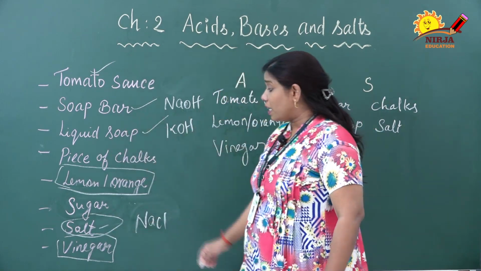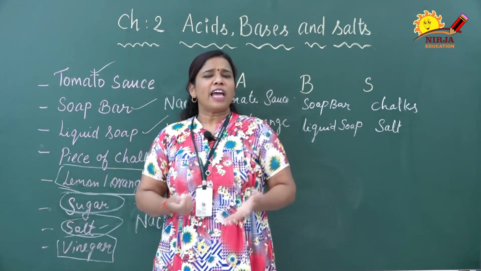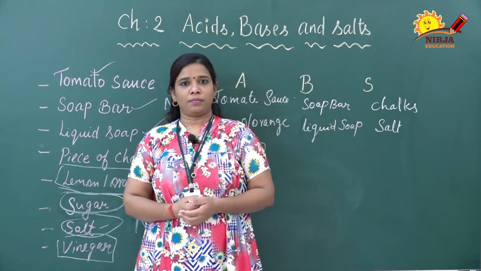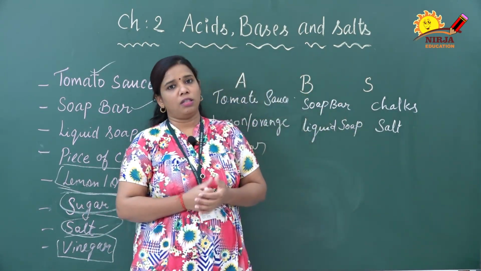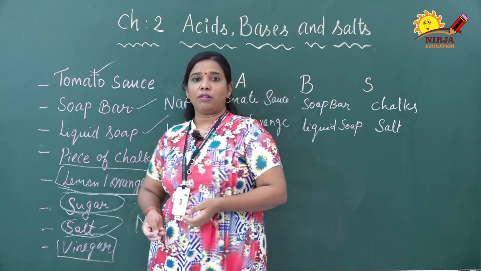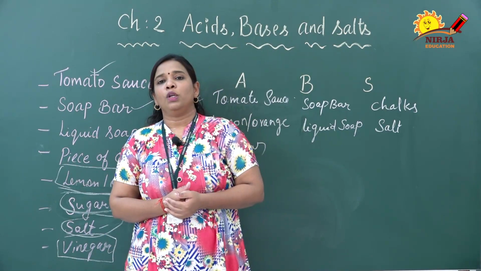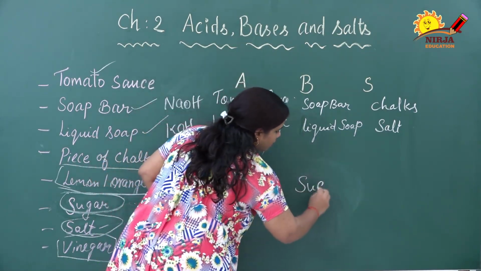Now what is remaining here? Only one substance remains, that is sugar. Where do we put it, in acid, base or salt? It is not under the category of these substances. It is not having an acidic character, nor a base or salt character. So where do we keep it? Let it be alone. So the sugar is separate.